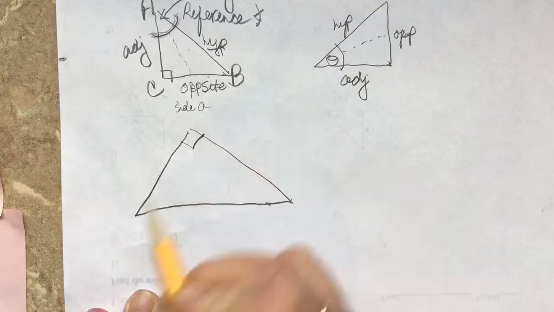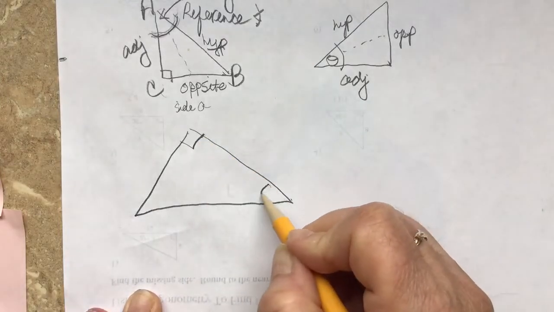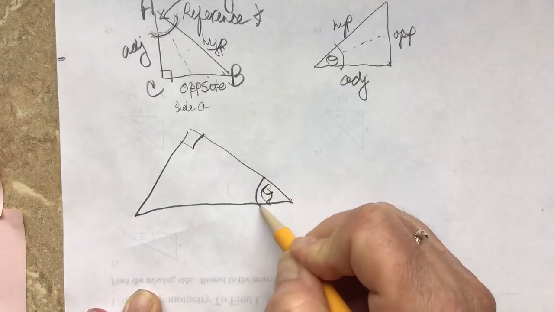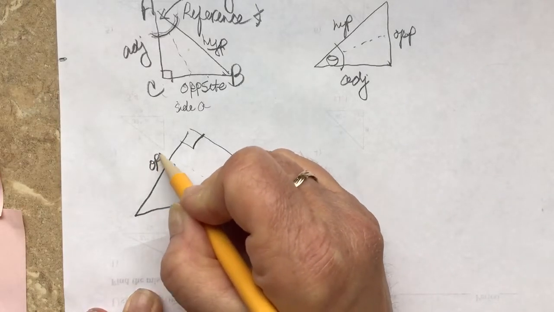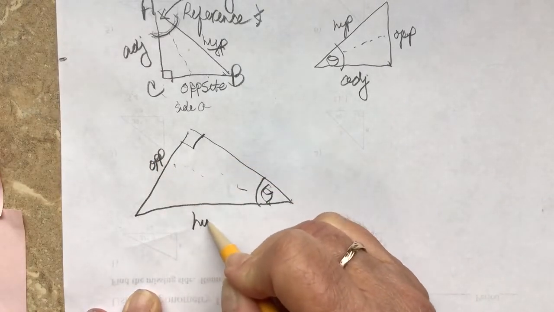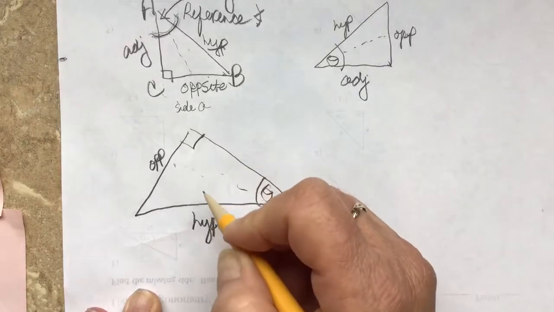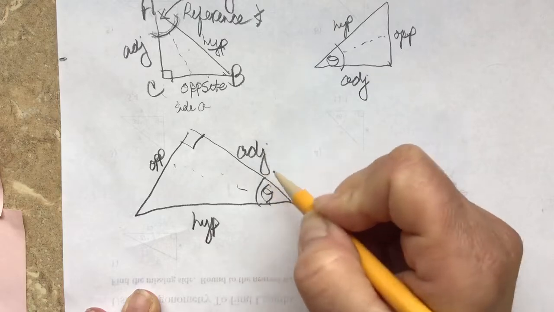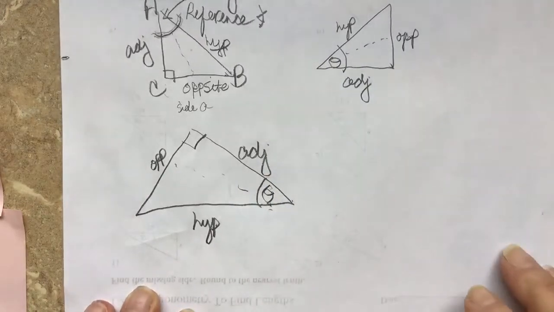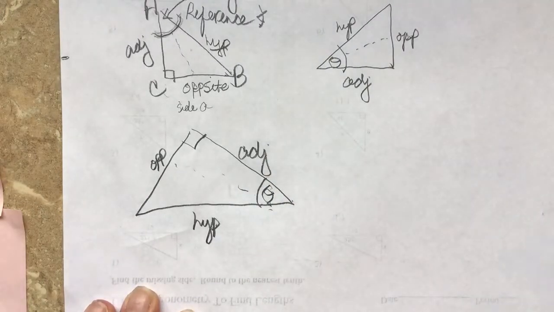My right angle is going to be right here. Let's say I tell you theta is here. I scoop my reference angle. I travel across the triangle. There's my opposite. This is my hypotenuse because it's across from the 90-degree angle. And that makes this the adjacent, the side next to the angle. That's not the hypotenuse. Okay?